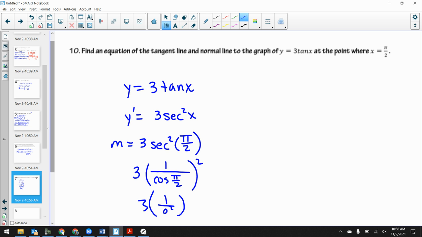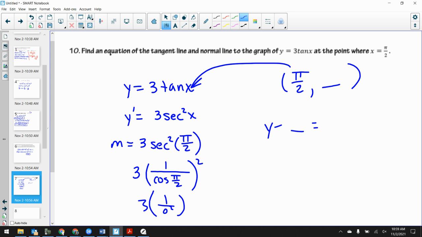Remember, for the tangent line, say this came out to be 1 instead of undefined. Then you would use the slope and that point. Now, did it give us the full coordinate? No, it only gave us the x value. How would I find the y value? Plugging it back into the original, right? So tangent at pi over 2, we can figure that out. Multiply by 3, that's my y value. And then you use y minus that equals m times x minus pi over 2.